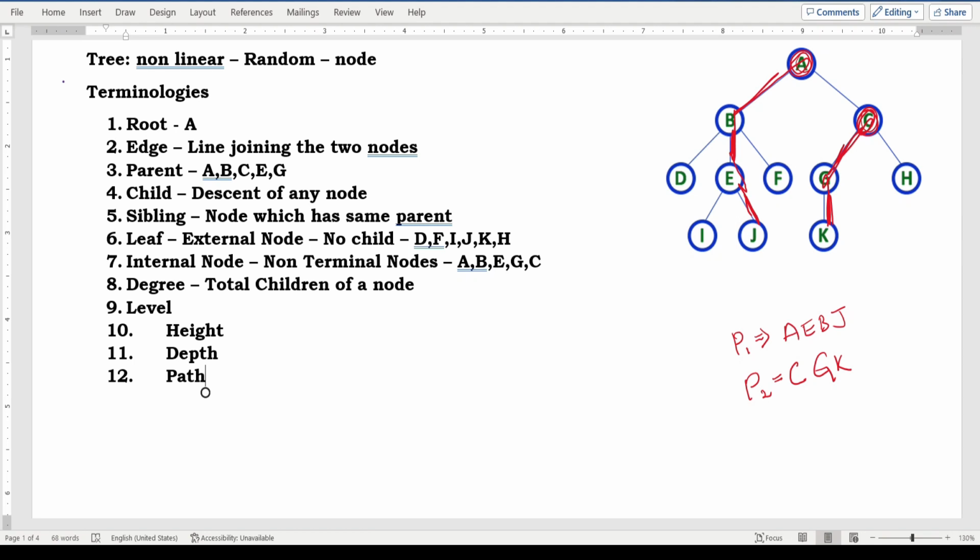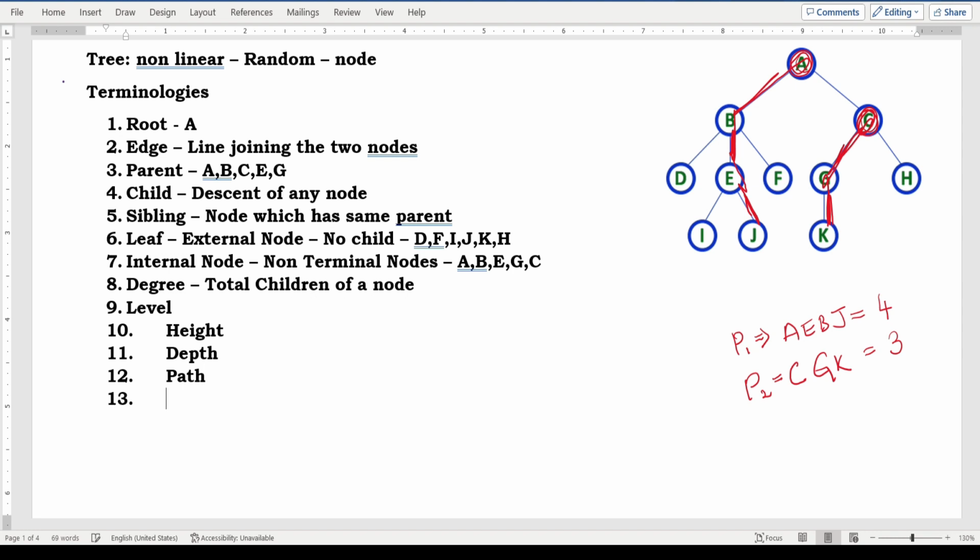Path means the sequence of nodes and edges from one point to another point, or one node to another node. It's called a path between the two nodes. The length of the path is the total number of nodes in the path. What is the length of this path? Here the length of the path is the total nodes, which is 4. And here, what is the length of the path? The length of the path is 3. The total number of nodes you are visiting in the path is called the length of the path.